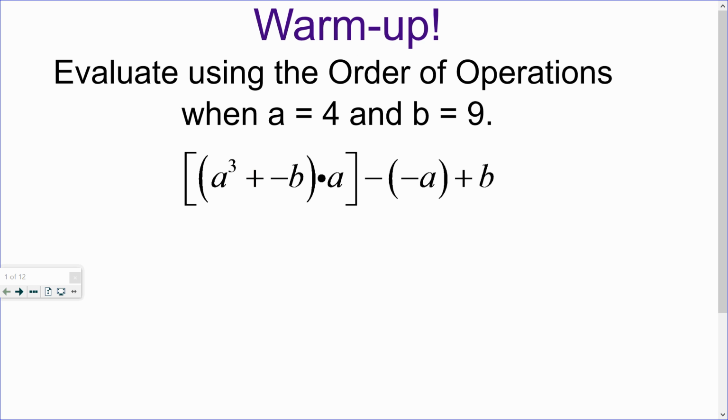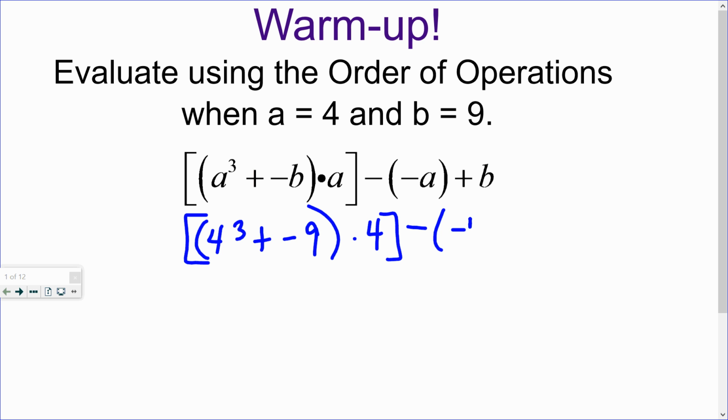Let's go through it together. What's your first step? Okay. Even before that, though, I would call that the second step. Okay, so first you need to do that little substitution. So 4 to the third plus negative 9 times 4 minus negative 4 plus 9.